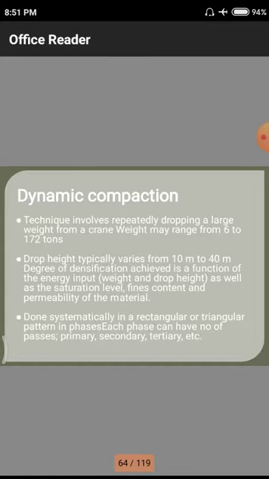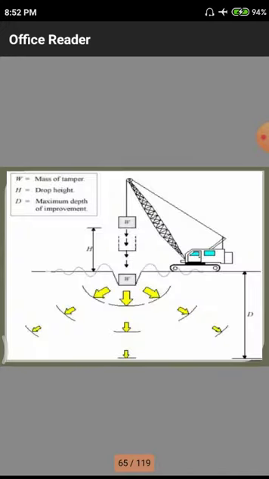First of all, we have dynamic compaction. What is dynamic compaction? What are the equipments we are using in dynamic compaction? This technique involves repeatedly dropping a large weight from a crane. This is an example of dynamic compaction. In this example, we have a crane-like equipment with some truss. After that, a weight W is lifted upwards and then simply dropped downwards in free fall.